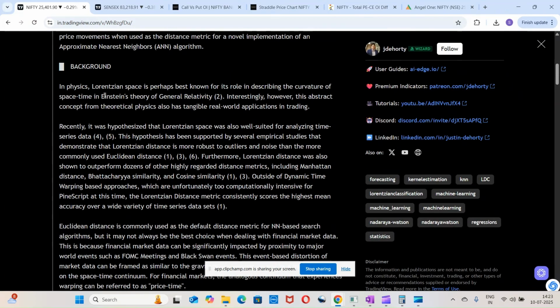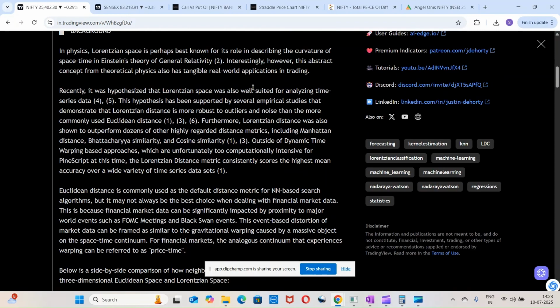For background, he tells us Lorentzian space is best known for Einstein's theory of relativity and is used in theoretical physics, but it's also applicable to trading. He says Lorentzian space is well suited for time series data, and the hypothesis and empirical studies show that Lorentzian distance is more robust to outliers and noise than other metrics like Euclidean distance. It also outperforms other highly regarded metrics like Manhattan distance, Bhattacharyya similarity, and cosine similarity.